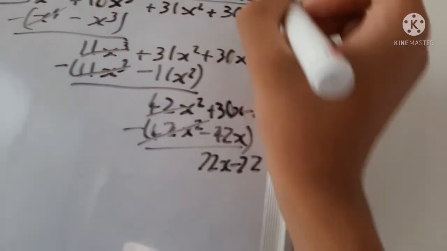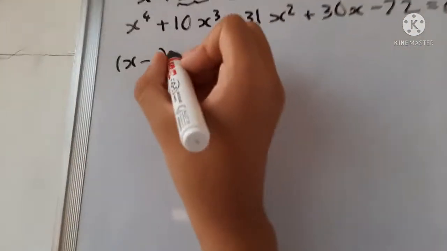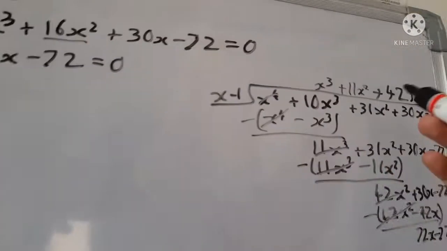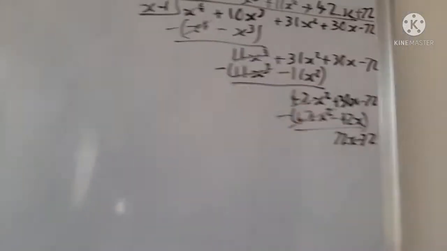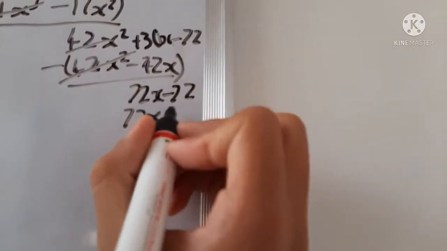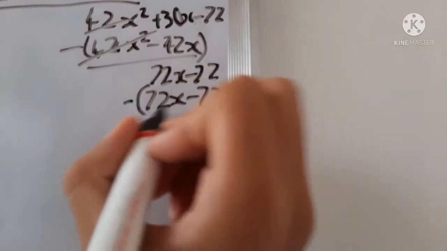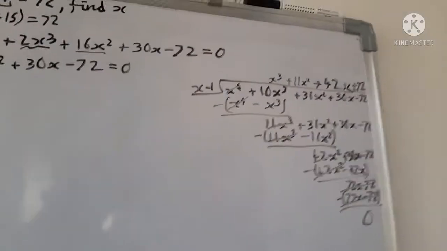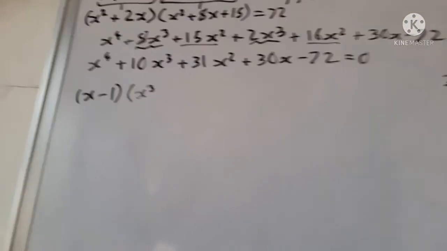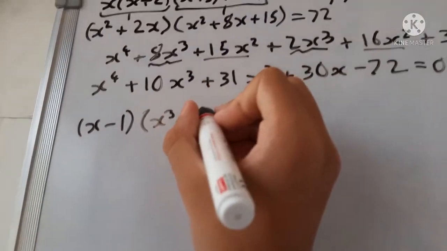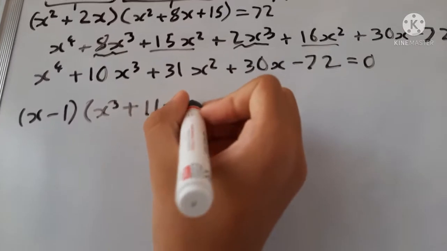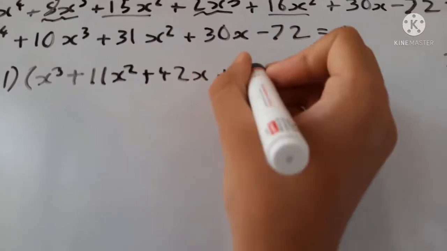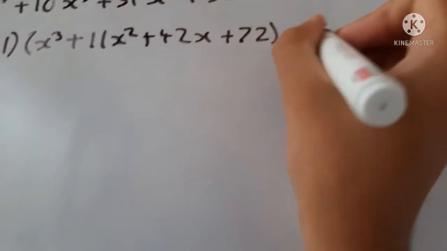Plus 72, so, okay, so we have linear times a cubic, which is this quotient here, and it should be easy enough for you to see that. Right now, the remainder is indeed 0. So, x cubed plus 11x squared plus 42x plus 72. Okay, so this is all equal to 0.